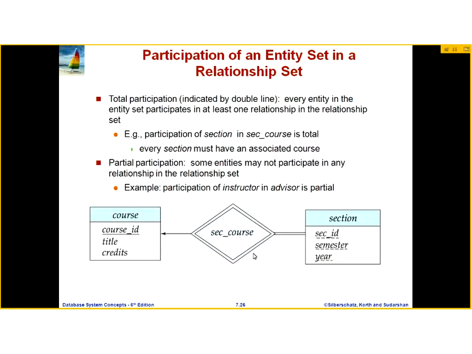Then the participation of an entity set in a relationship can be total participation or partial participation. When every entity in the entity set is participating in at least one relationship in the relationship set, then this is called total participation, because every entity is participating. If some entities are allowed not to participate in a relationship, then it is called partial participation.